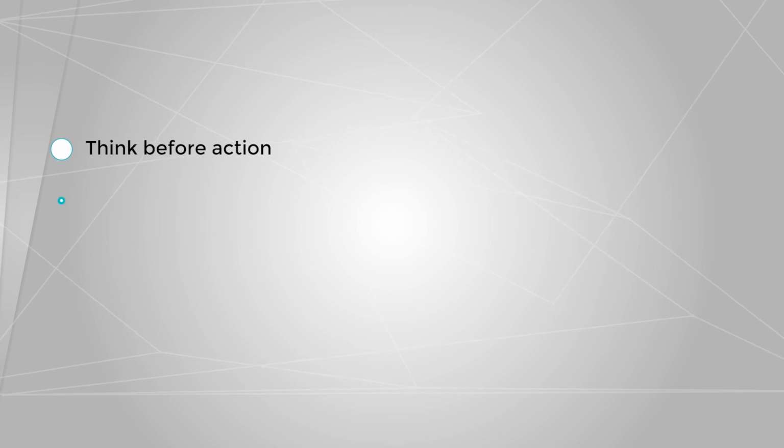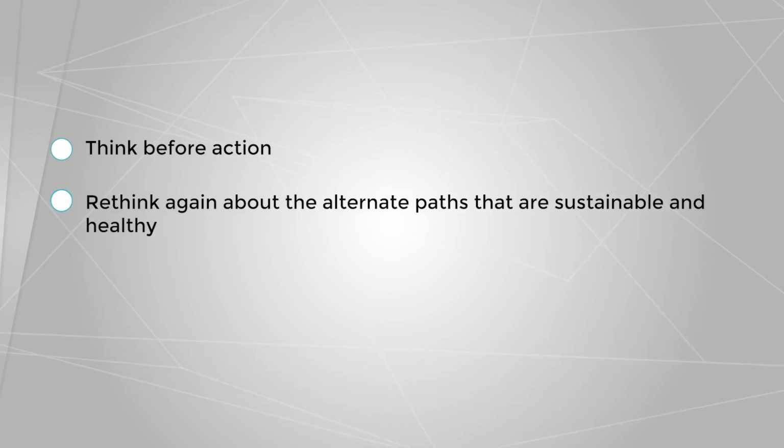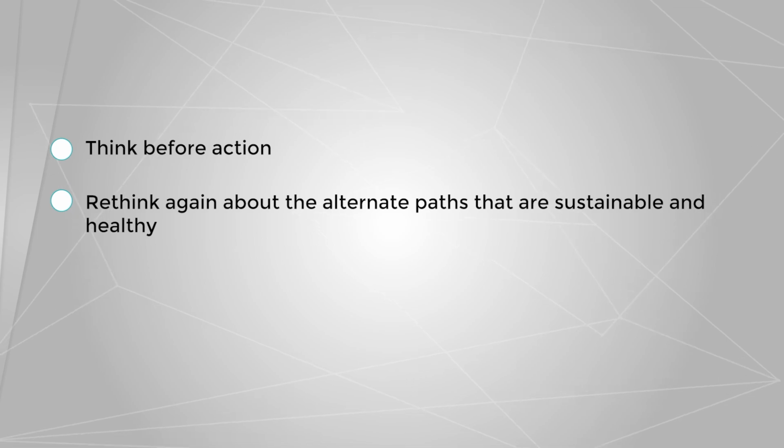Since there is no turning back, one may look at the brighter side and try to find ways to overcome the unwanted impact of development. This is possible through responsible management, sustainable management, that is, think before action. Rather, rethink again about the alternative paths that are sustainable and healthy.